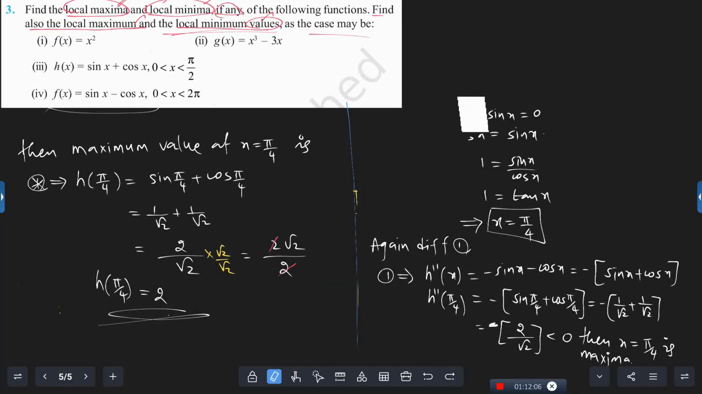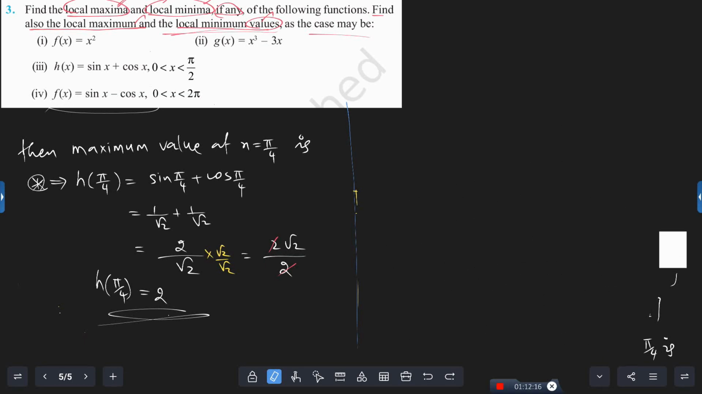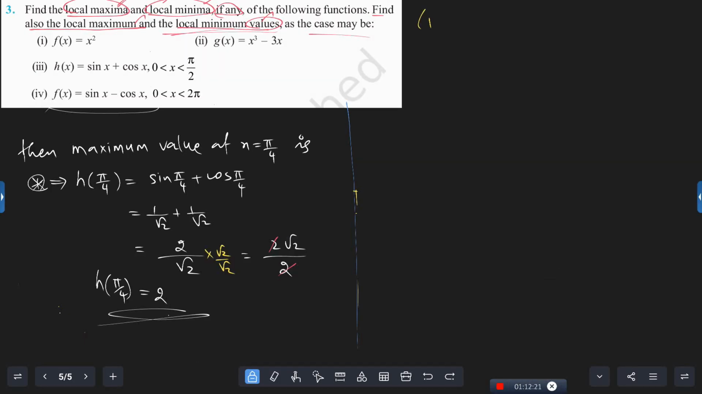So the fourth subdivision. Can I have the remaining? So in the fourth Roman, there is a different bar. Listen carefully. Same model, but a different type: sin x minus cos x, 0 less than x less than 2 pi. So the interval is the big issue here. All 4 quadrants you should check.